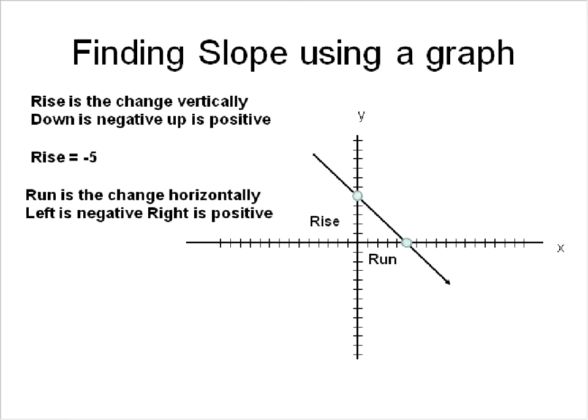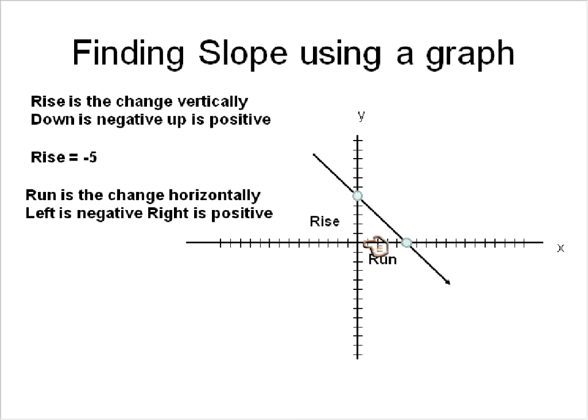The next thing that we want to look at is the run. The run is the horizontal change. All right, so we start here in line with that one, and we see what the change is. It's 1, 2, 3, 4, 5. So you have a change of 5, and if it's moving in that direction, it's positive, and if it's moving in that direction, it's negative.